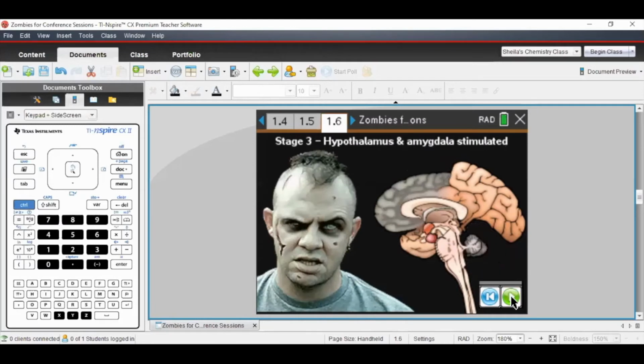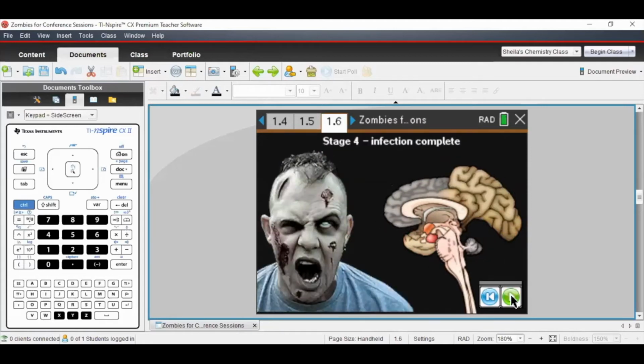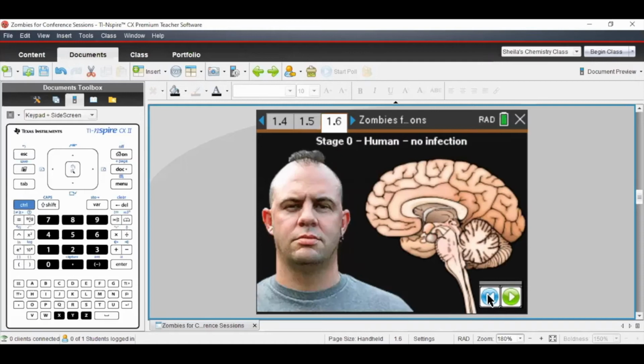Here he's starting to look a little scarier. And then finally, when we get to stage 4, he looks beyond scary. He looks like he's a full-fledged, full-blown zombie. Okay, so if you didn't have their attention before, you certainly have their attention now. This is a really, really cool deal for keeping kids on task and keeping kids' attention.